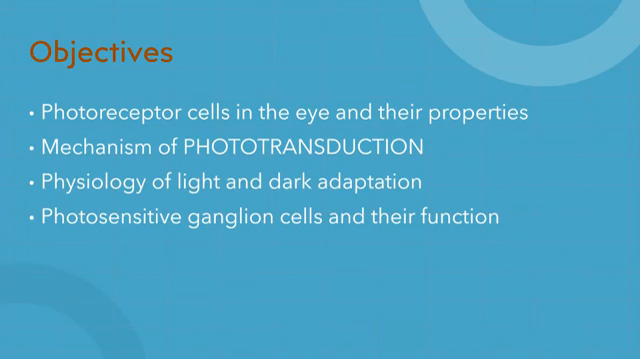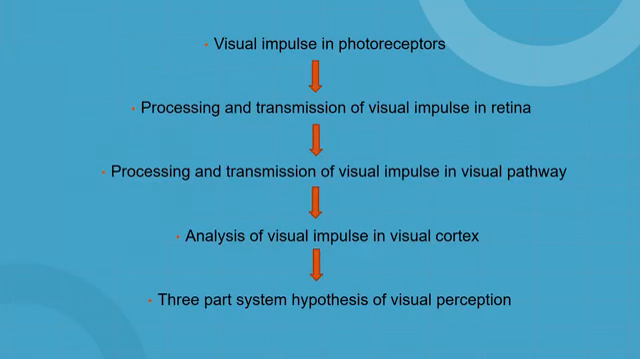So the objectives for today's class are photoreceptor cells in the eye and their properties. We will discuss the two types of photoreceptor cells and their properties, the mechanism of phototransduction, the physiology of light and dark adaptation, and lastly the photosensitive ganglion cells and their functions.